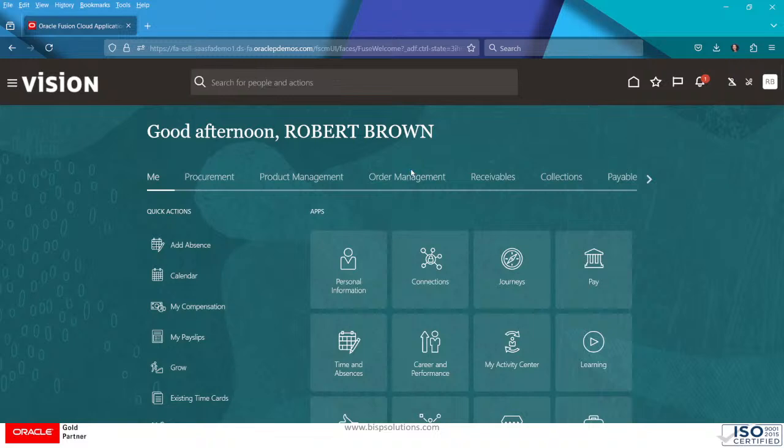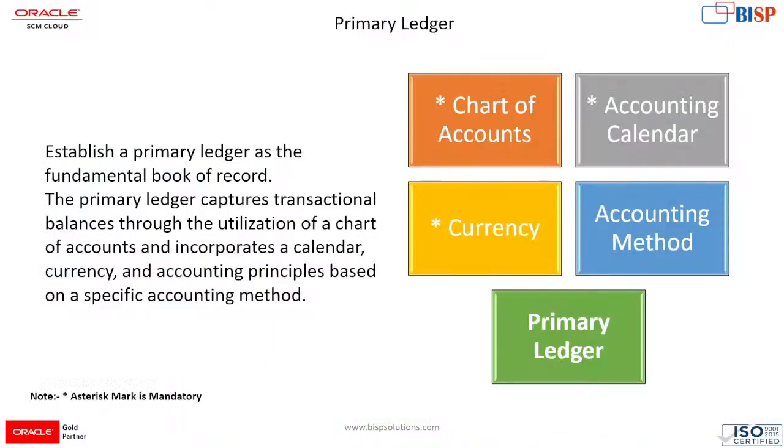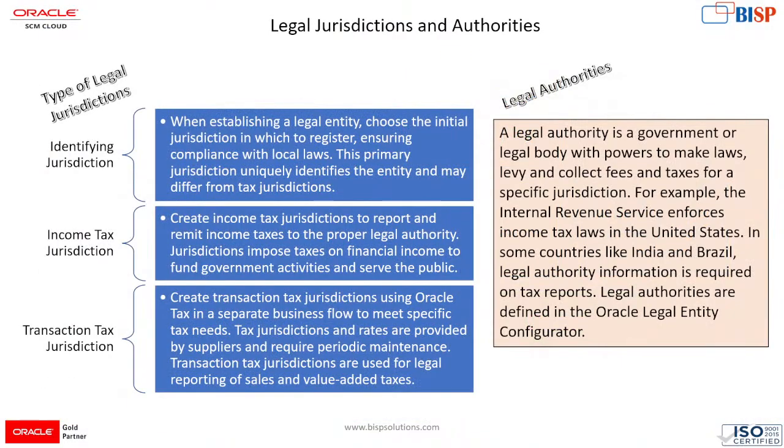Okay, so let's move to the slide now. If you see the legal jurisdiction and authorities, when you're setting up the legal entities, it is important to consider the different types of jurisdiction that apply. There are three main types to be aware of.